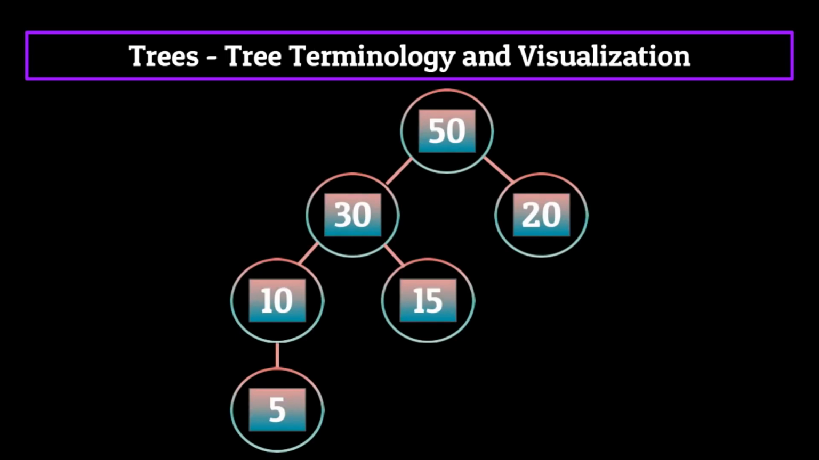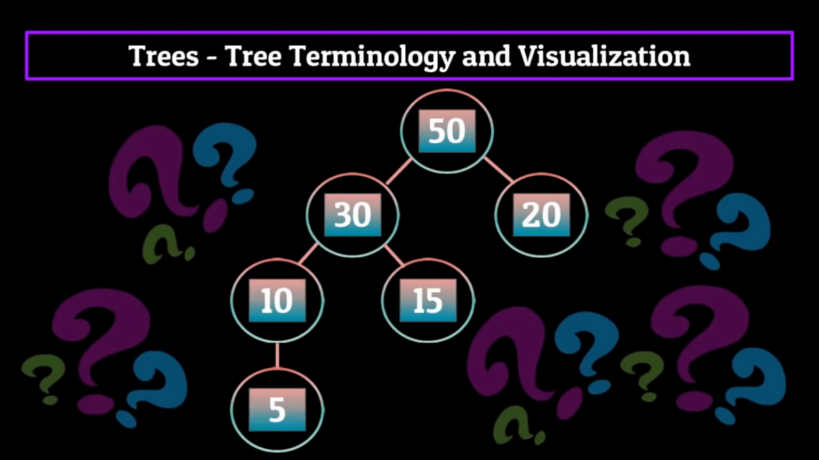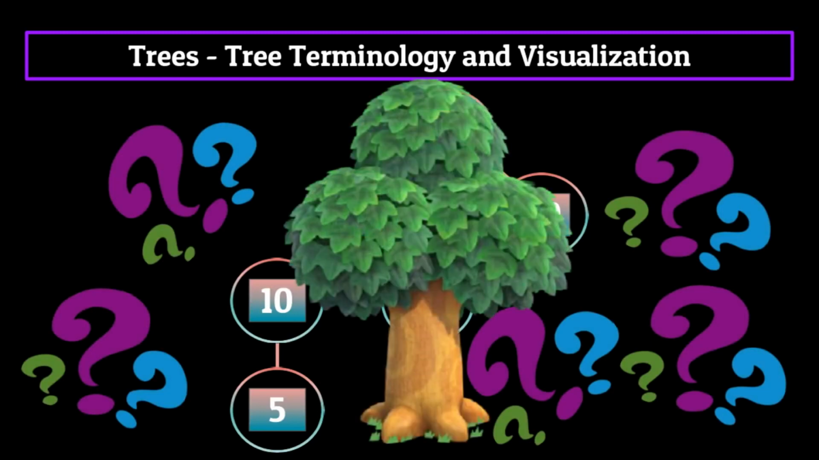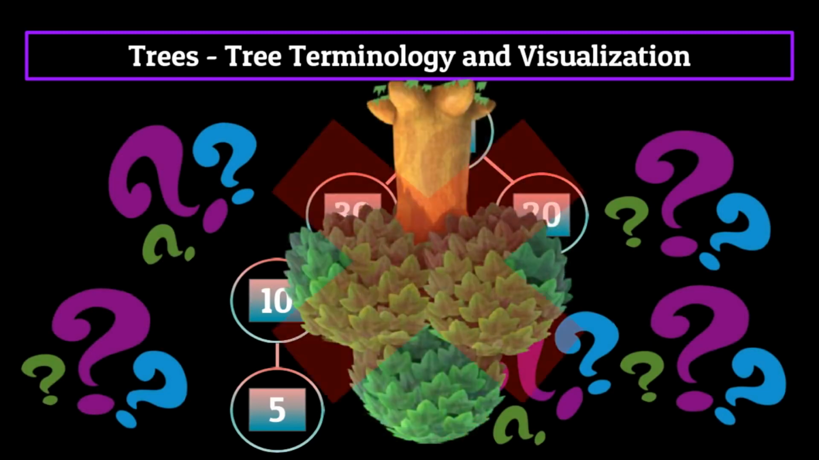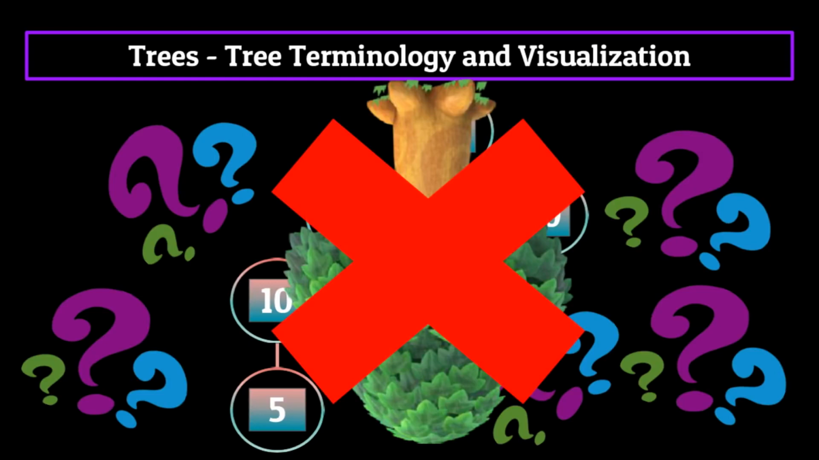Now there's probably something that's been scratching at the edge of your mind for quite a while now. And that's why the heck are these called trees? They look nothing like trees. Regular trees are not upside down like this data structure would lead you to believe. So who named trees and why? Well, there's actually a simple answer to this.